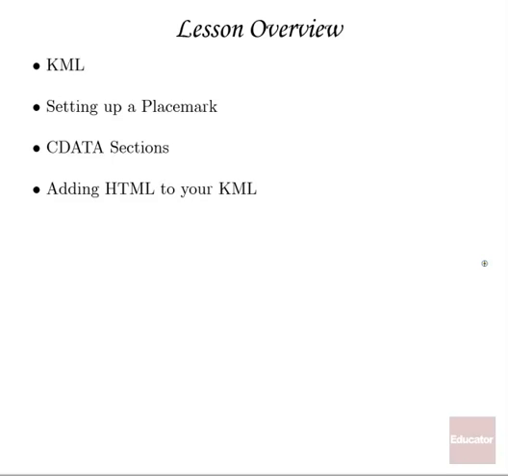Setting up a place mark in Google involves the creation of a file in KML, and you can manipulate that directly in text, and that allows you to add the markup.